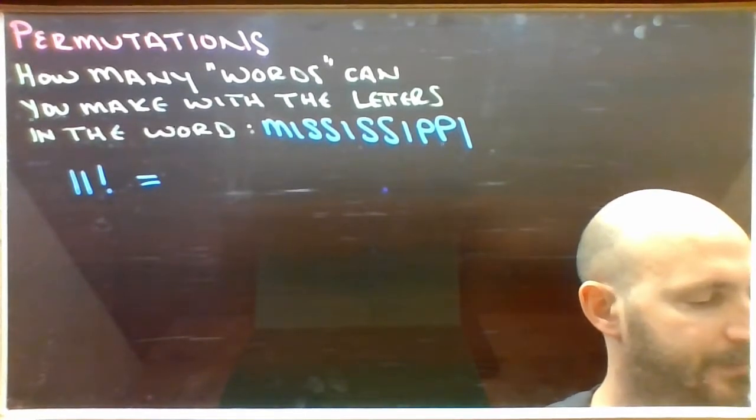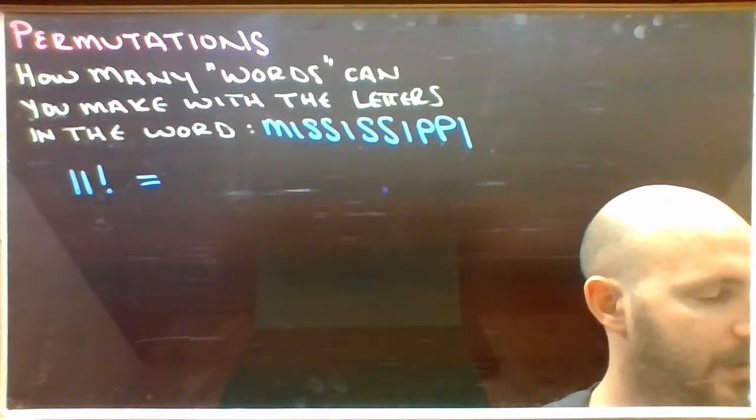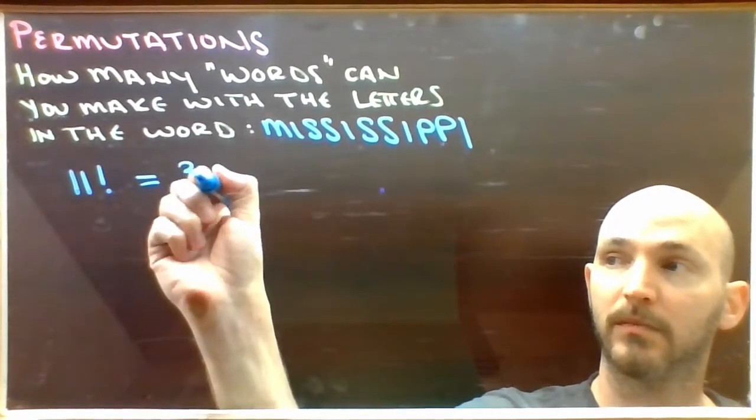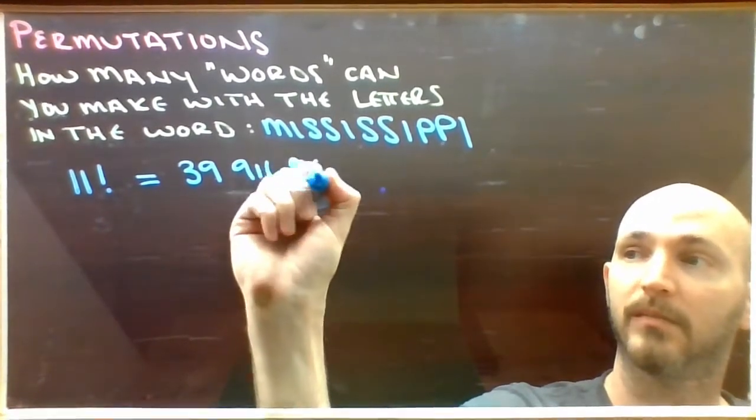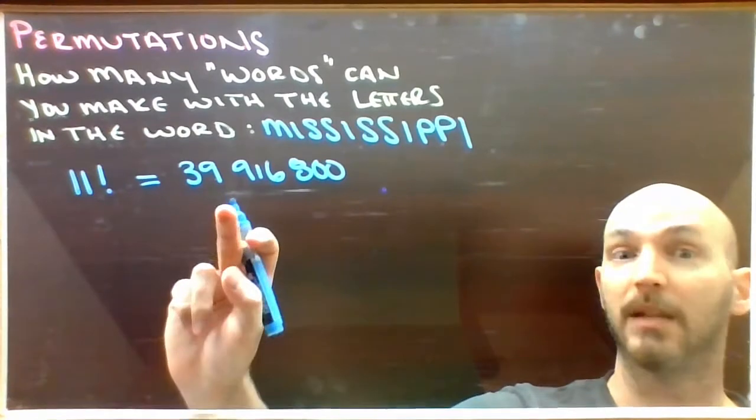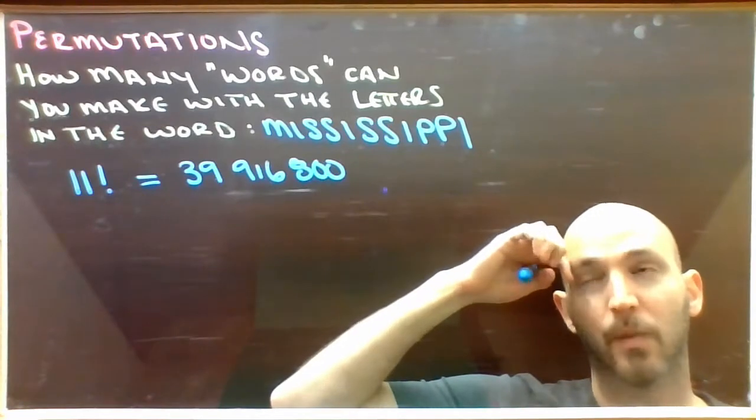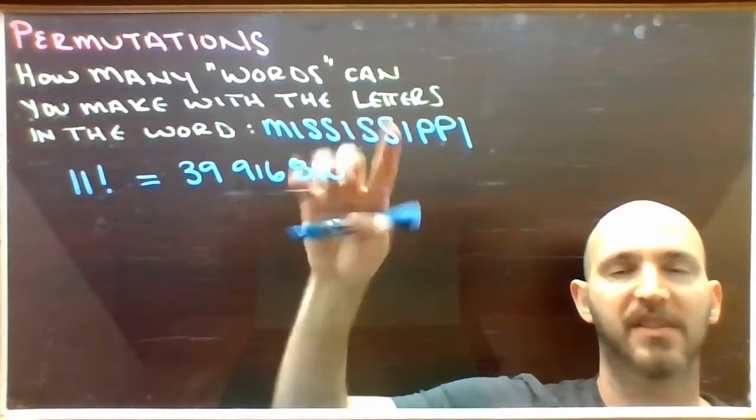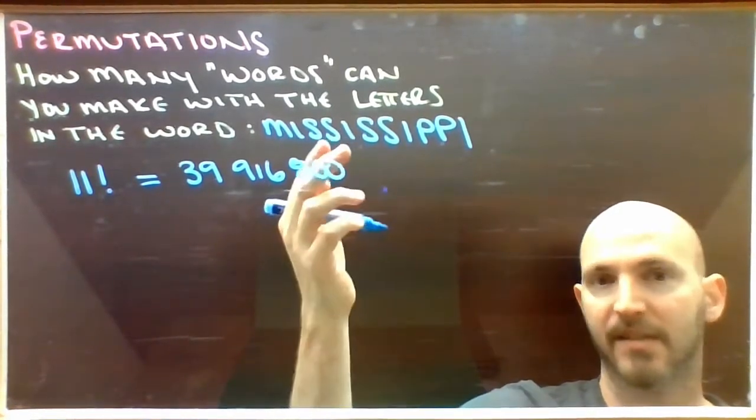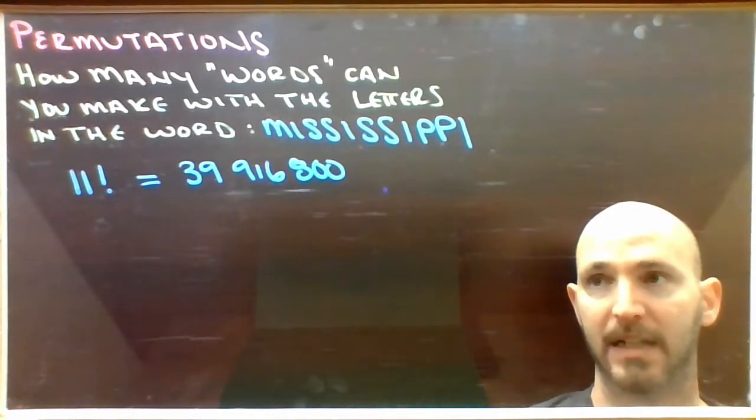11 factorial, 11 exclamation point, is 39,916,800. You see how this function gets really big really fast. But as we discovered in the word sass and in the word fluffy, this is too many, because some of those combinations are just resortings of the s's, right? These two s's switch places. So I need to divide this down in order to eliminate some of those repeated outcomes.